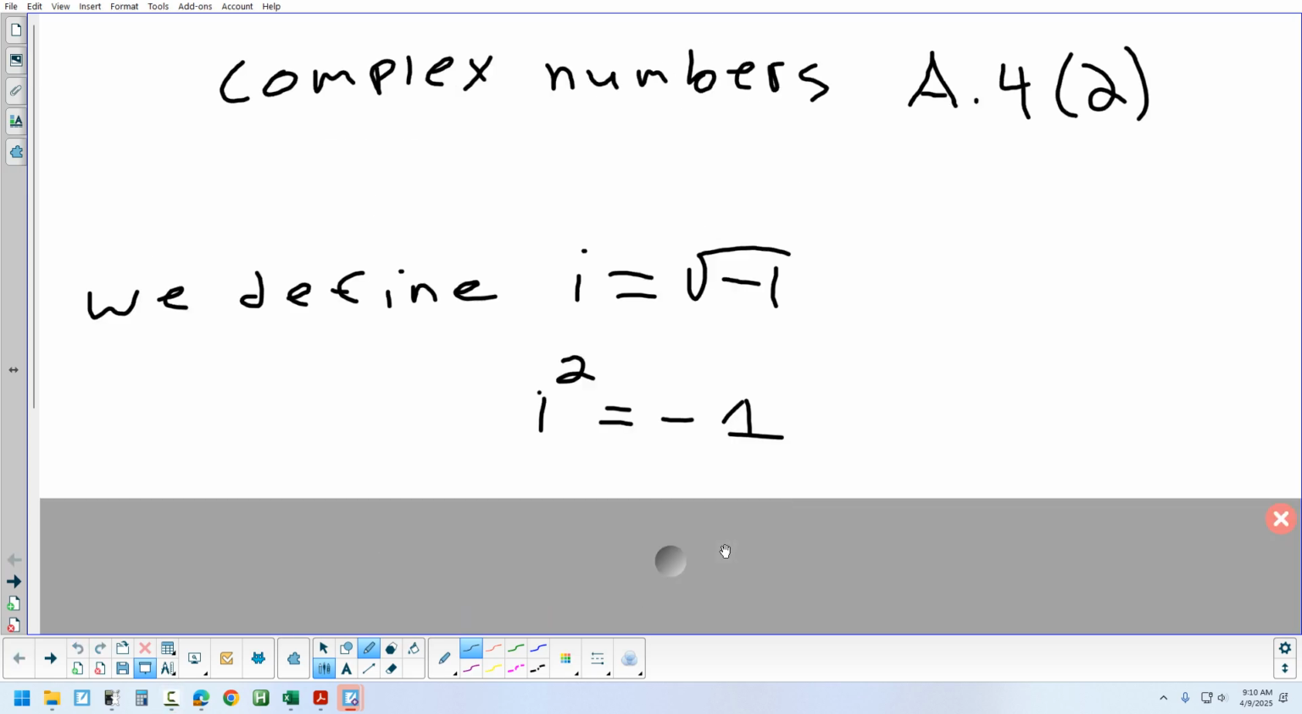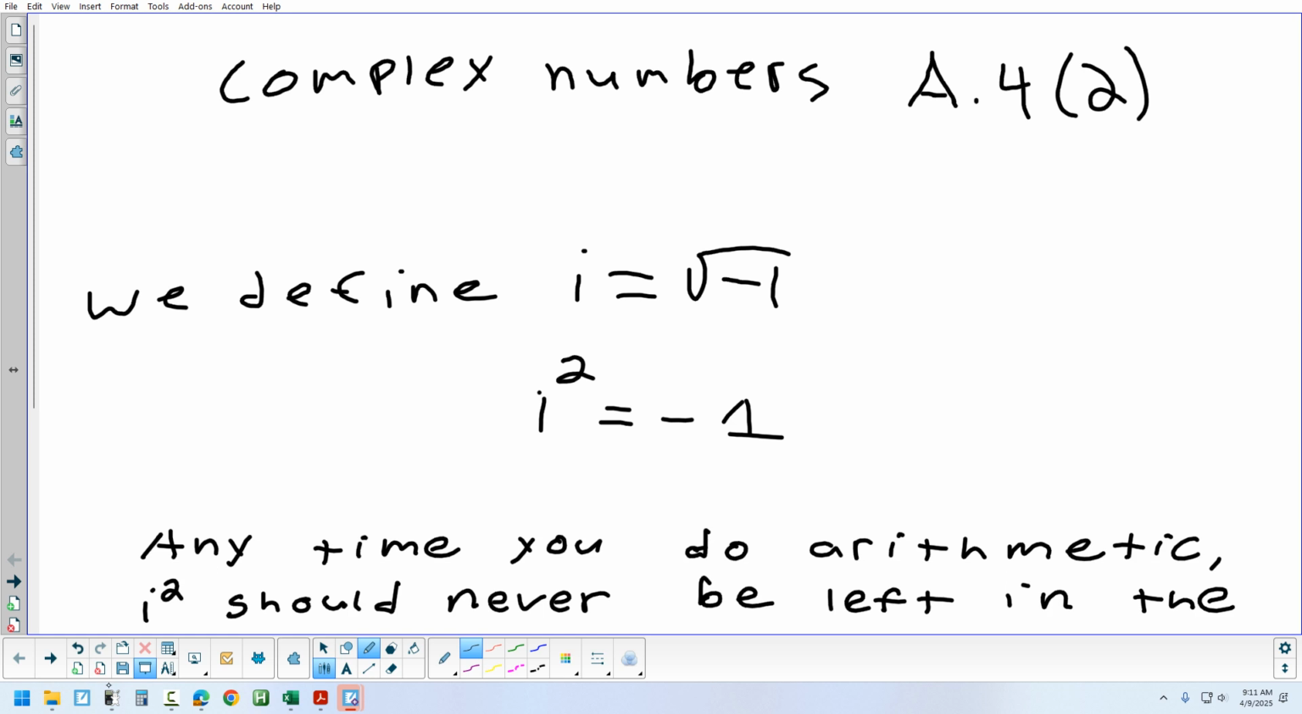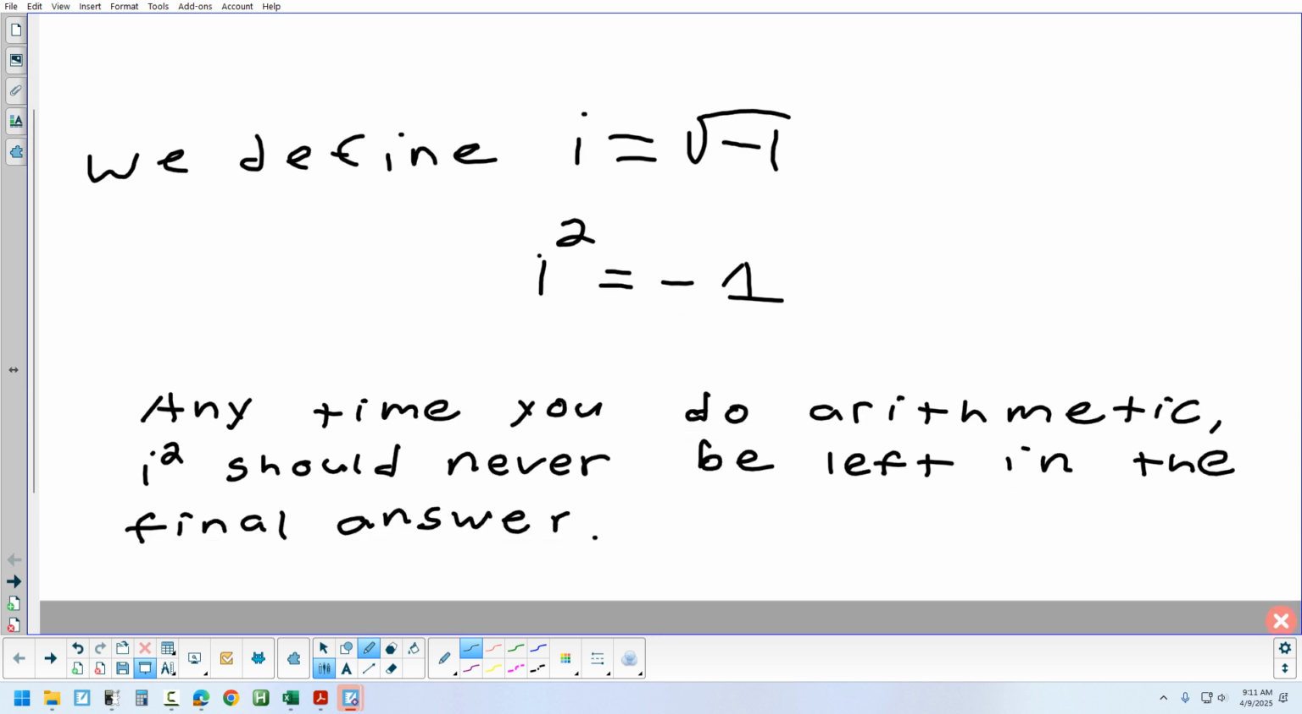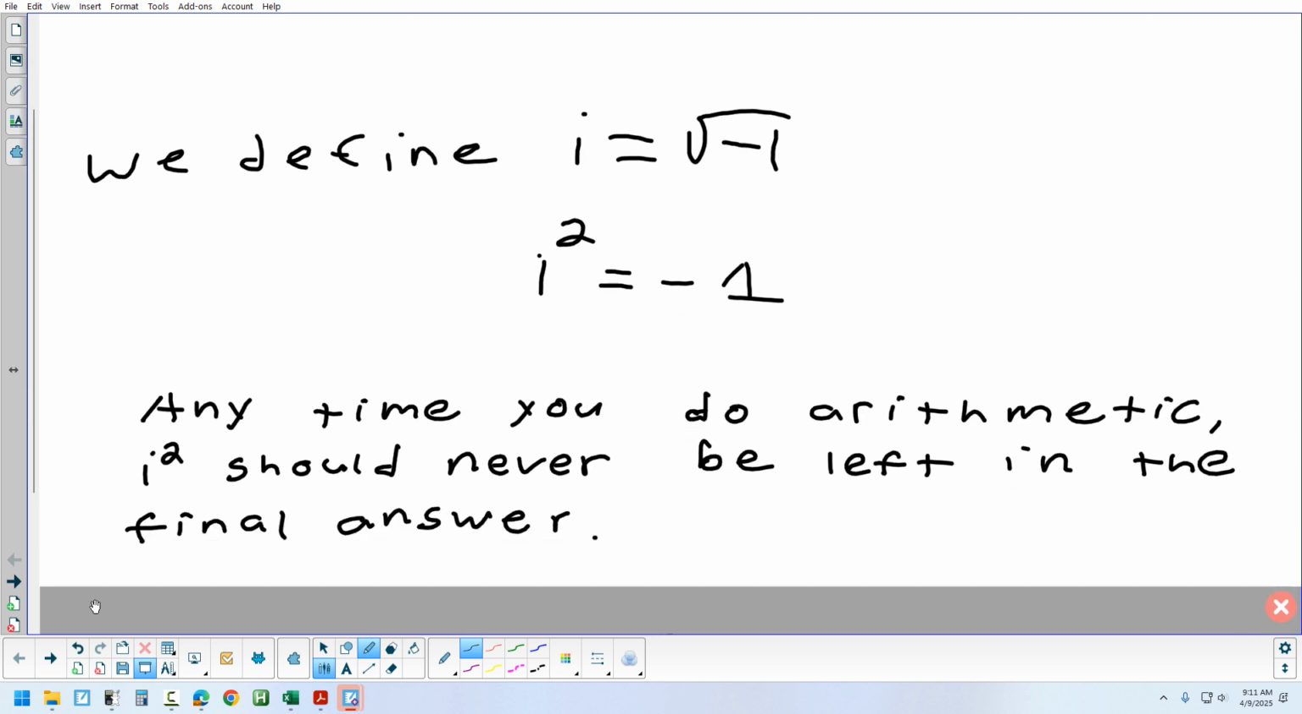Okay, so just recapping what we just said. i equals the square root of negative 1. Why? Because. Based on that, we just figured out that i squared is negative 1. So anytime that you do arithmetic, do not leave i squared in the final answer.